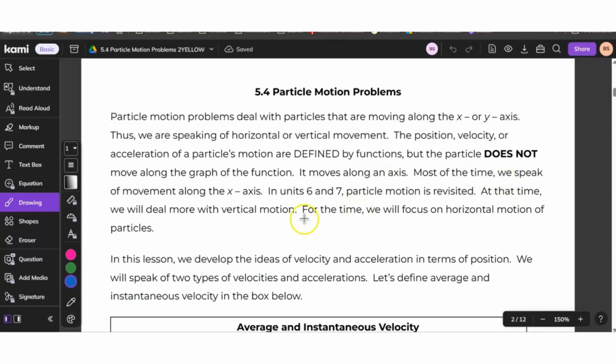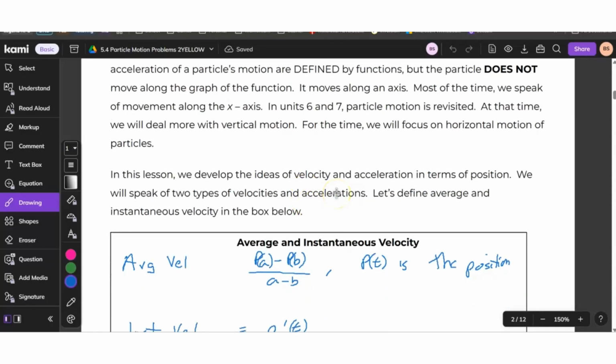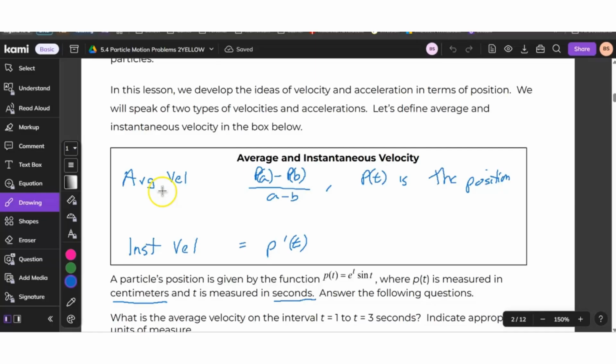All right. So what we're going to do here is talk about the ideas of velocity and acceleration in terms of position, which I've actually talked to you guys about a whole bunch because I use physics as an example. In physics, you use position-time, velocity-time, and acceleration-time graphs all the time, right? If you have position-time, what's the slope of that? The velocity, right? If you have velocity-time, what's the slope of that? Acceleration. Now that you know calculus, it's even easier to find that stuff. Alrighty. So, let's talk about the average and instantaneous velocity.